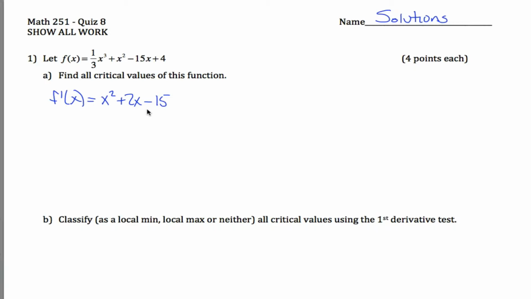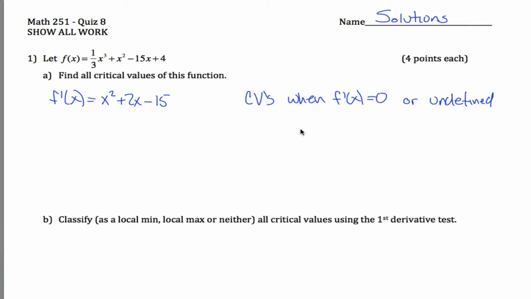There's our first derivative. Critical values, two different types. Critical values happen when f prime of x equals 0 or when f prime of x is undefined. Because our derivative is just a polynomial, it'll never be undefined. Polynomials are defined everywhere. You can't ever divide by 0 or take the square root of a negative or take the log of a number that's not positive.